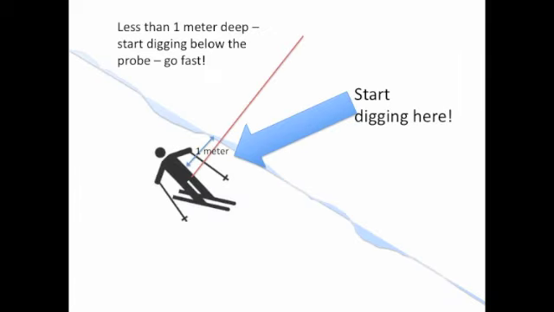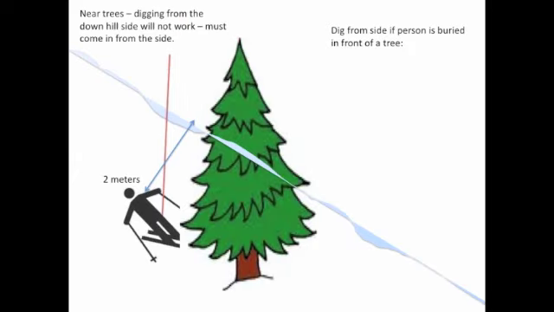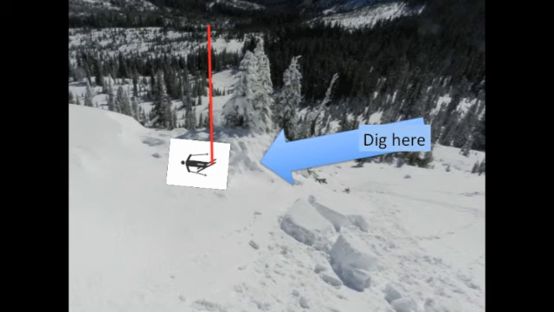On steep slopes where it's less than a meter, just pretty much dig right at the probe and dig your buddy out. That's important. On flat slopes where it's less than a meter, you want to go back a little bit, but you don't need to go back too far. Digging near trees is tough. It's important to sort of dig from one side. Use the same principles as before, but you may need to come in from beside rather than from below. So that's important as well.